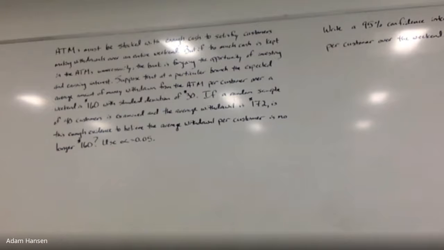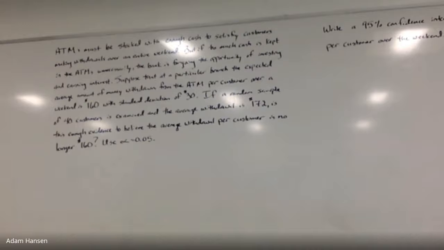Suppose a particular branch is expecting an average amount of money withdrawn from the ATM per customer over a weekend is $160. So on average, we're estimating that the bank will use $160 per customer per weekend, with a standard deviation of $30. If a random sample of 40 customers is examined and the average withdrawal is $172, is this enough evidence to believe that the average withdrawal per customer is no longer $160 at a 5% significance level?